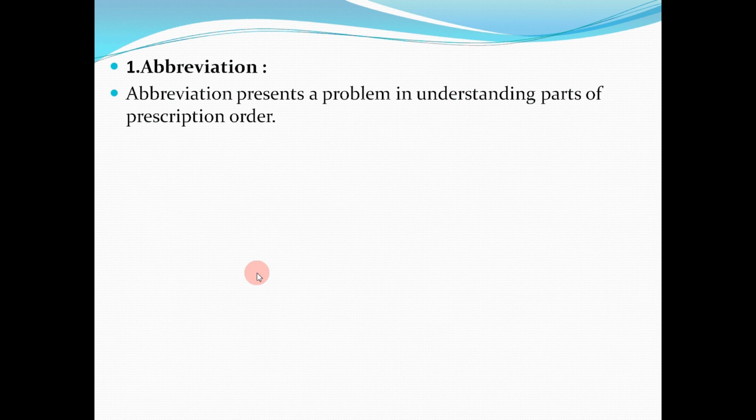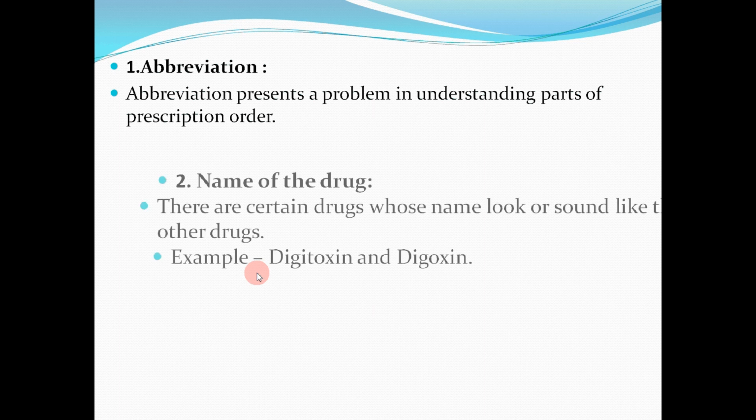Abbreviations present a problem in understanding part of the prescription order. Many abbreviations are used in the prescription for better understanding or to save time. But a pharmacist should not have to guess the abbreviation; this should not happen, because there may be chances of error. So for better understanding, pharmacists should go through the Latin terms and the abbreviations. This is the first part of error: the abbreviation.